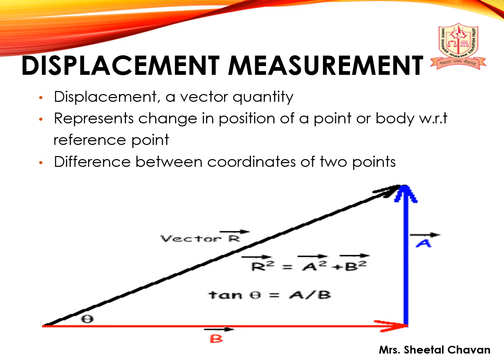So displacement is a vector quantity. It represents the change in position of a point or a body with respect to a reference point. Displacement is nothing but the difference between the coordinates of 2 points. In the figure you can see a vector and b vector. So how to find the resultant? R square is equal to a square plus b square. How to find the theta angle? Tan theta is equal to a upon b, the vertical distance upon the horizontal distance.